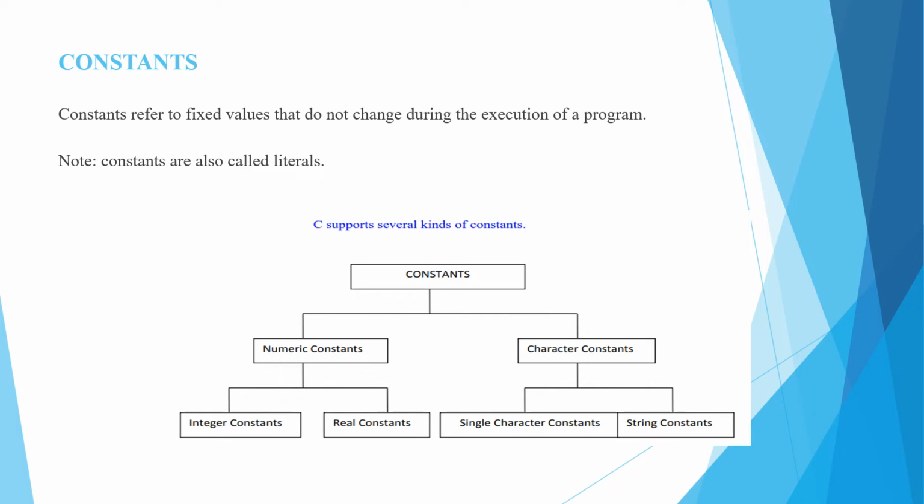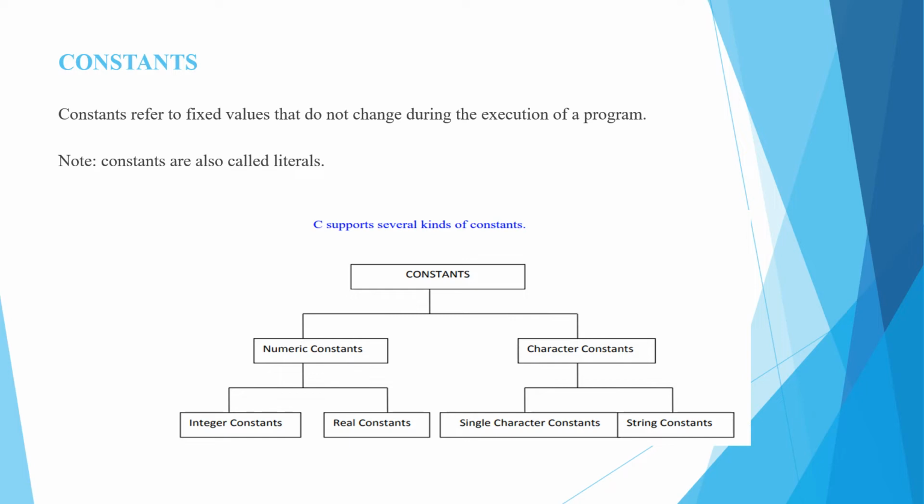Next, the next token is constant. Constant means fixed. Constants refer to fixed values that do not change during the execution of a program. In other words, constants are fixed values. These values cannot be changed during the execution of the program. This is also a definition of the constant. Note that constants are also called literals.